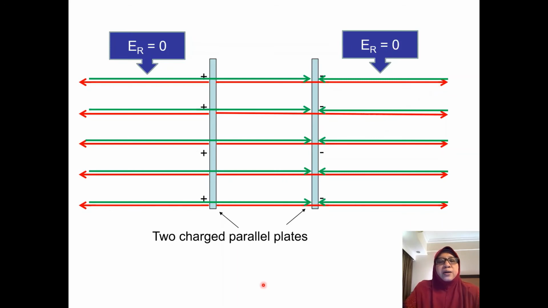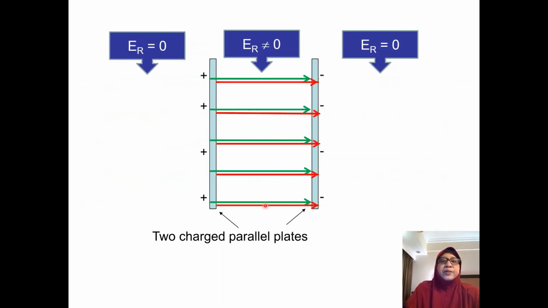But what happens in between? In between they are in the same direction. You see the green arrow this way and the red arrow is this way, because it points out of the positive plate. So the resultant is to the right. The resultant is to the right.